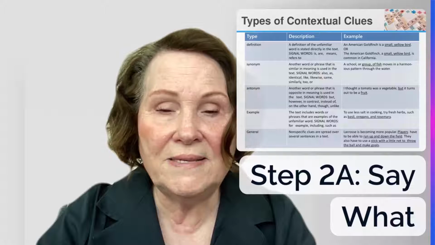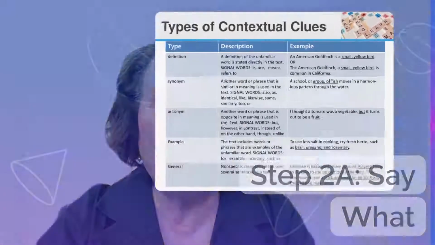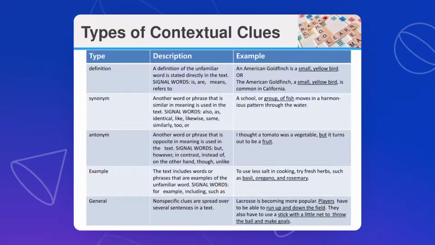Okay, this is the say what stage. And we're going to look at 5 types of context clues today. Now, there are 9 or 10 different types that you have, but today we're just going to look at the 5 that are most commonly used. A definition, and I think everybody knows what a definition is. It's just, what is the meaning of this word? And sometimes you'll find where it is stated right there.